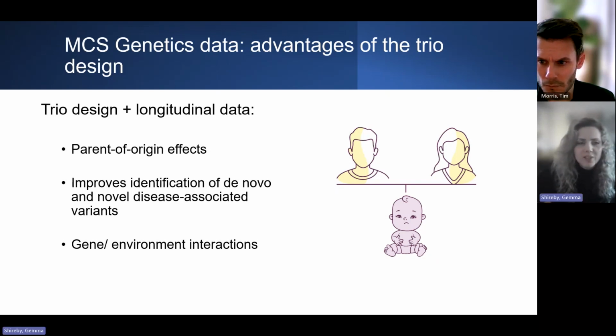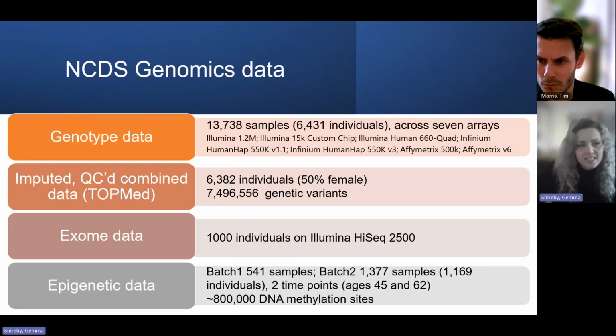So now I'll tell you a little bit about the NCDS genetic data. We also have genotype data for this. It's slightly more complicated than MCS in that the data was generated over many, many years across 7 different genotyping arrays. A lot of these are older arrays, which aren't necessarily used so much these days. But there's around 6,400 unique individuals across all of these different arrays.